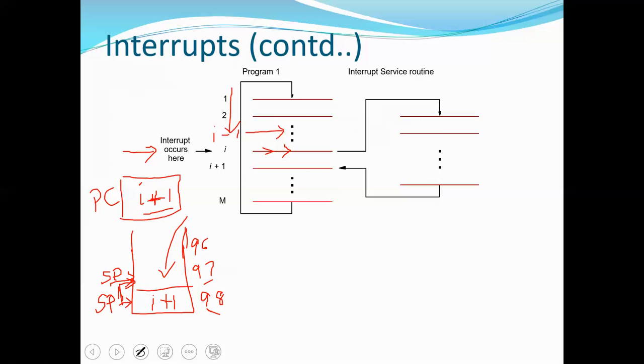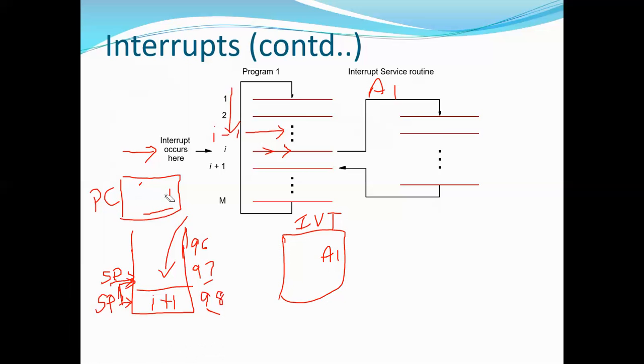Now, using the interrupt vector table, the processor comes to know that the interrupt service routine is at address A1. This is the starting address of the interrupt service routine. So A1 is copied to the PC register.